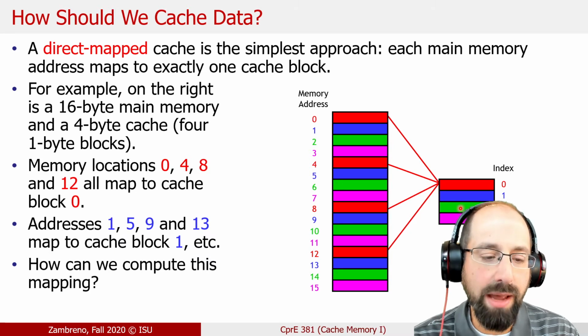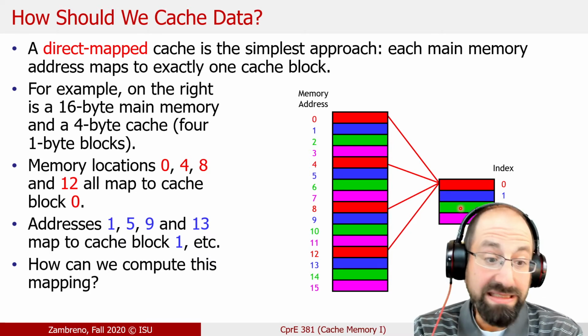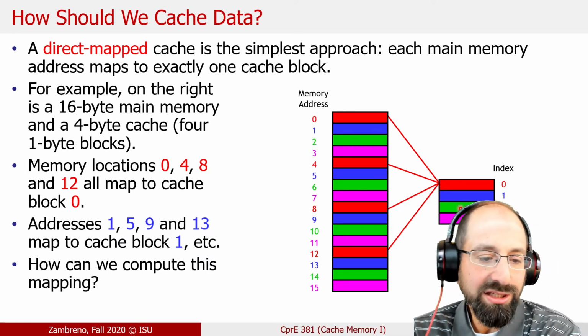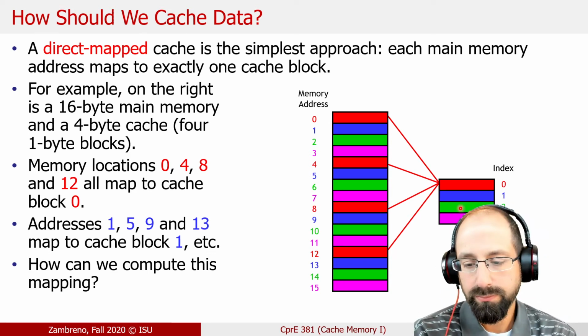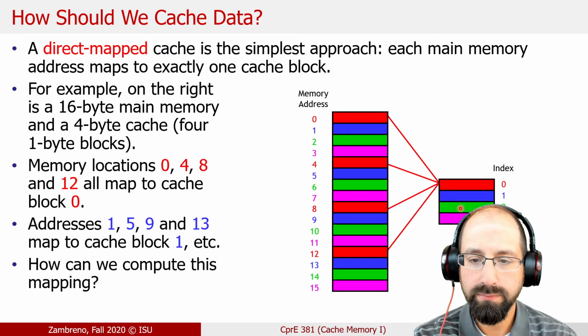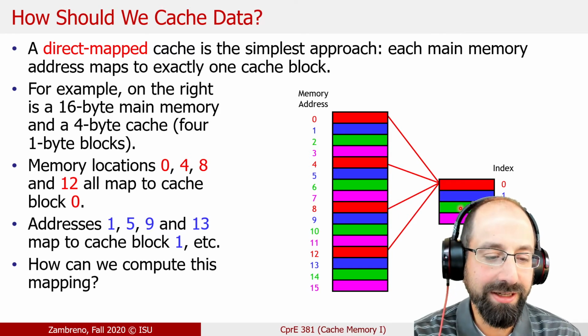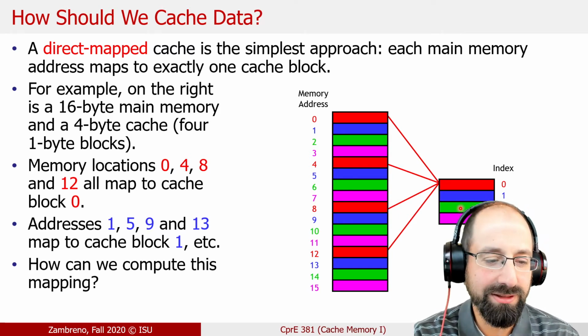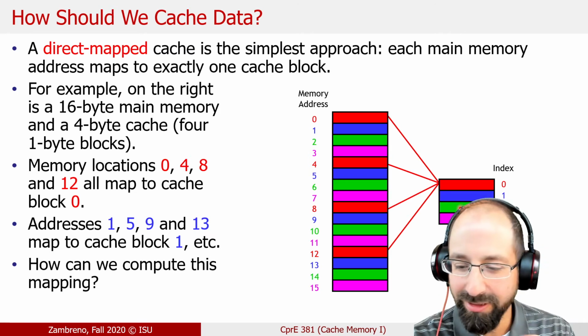How do we compute that mapping? You can see it visually, but we have to have a piece of logic that tells us where it goes. How would we do that? The answer's on the next slide, but I want to get your intuition for it first. Don't look ahead. I saw you click forward.